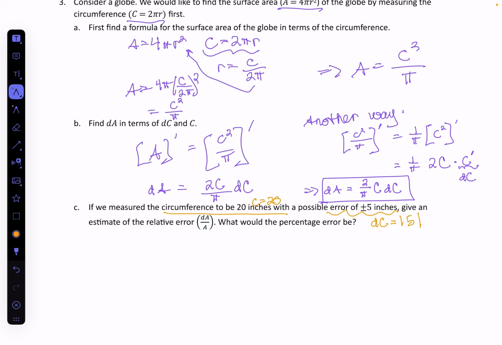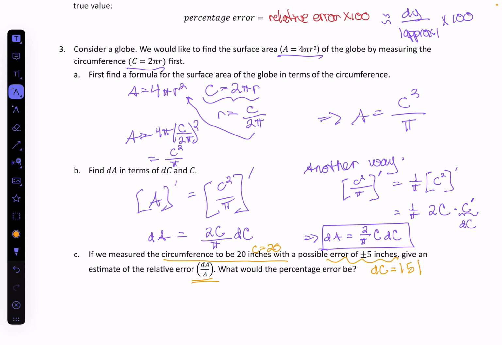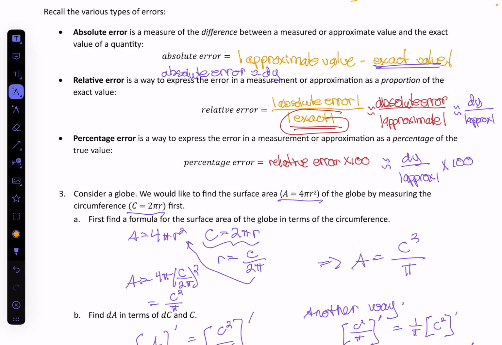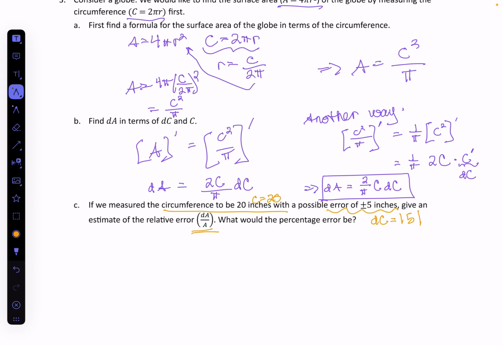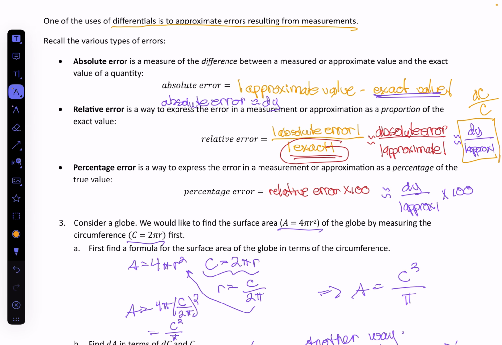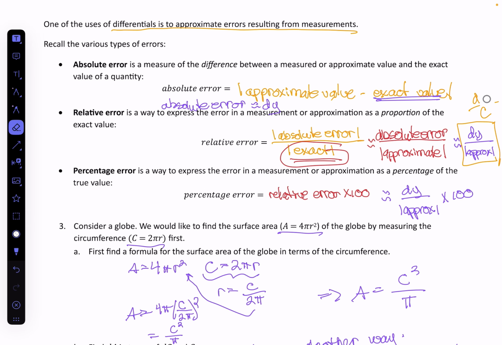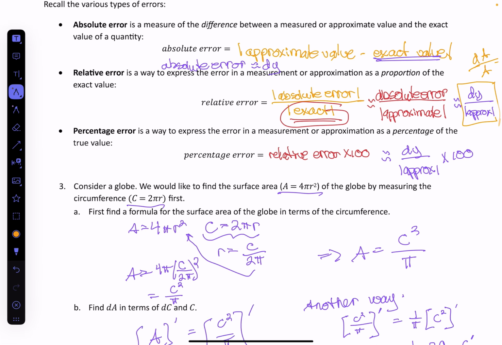We are going to find an estimate of the relative error. So the relative error in this case is given to us, but we could also go back up to our formula up here. The relative error is going to be approximated by dy over y. In this case, that's dA over A, because A depends on c. I'm sorry, I used the wrong letter there.